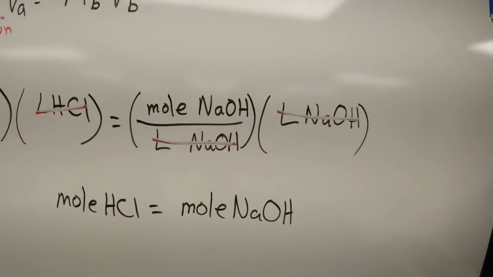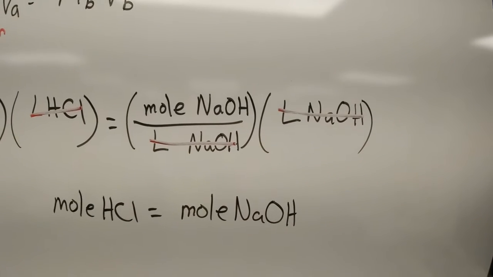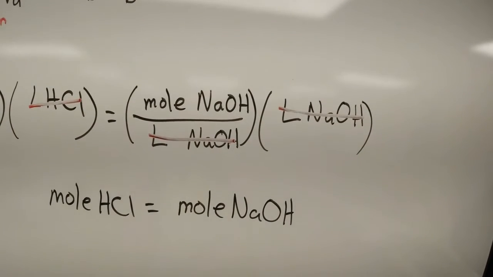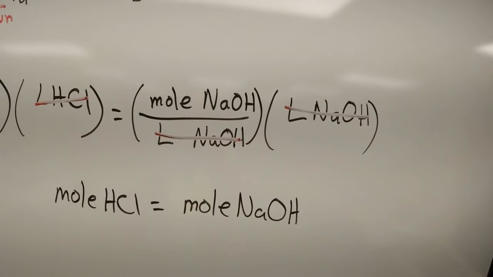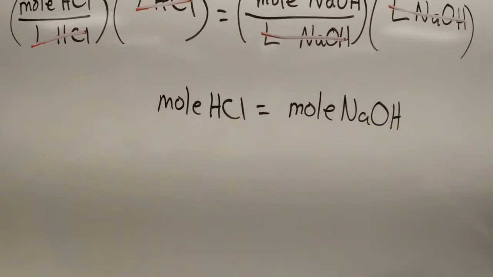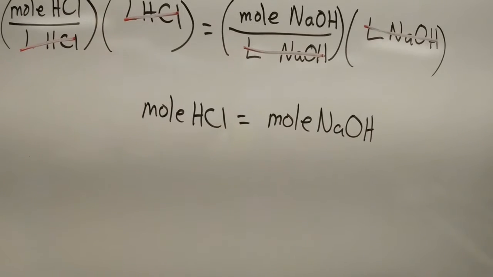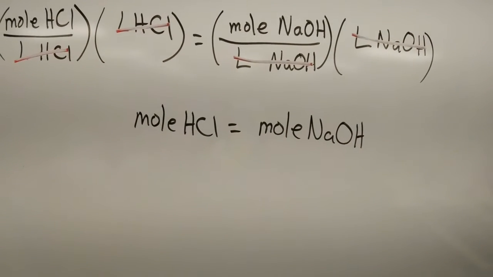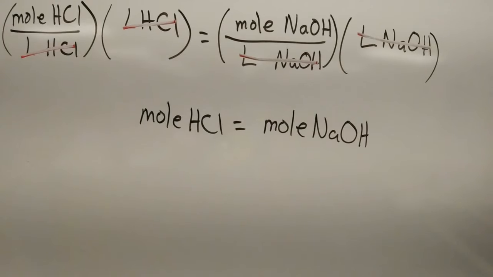We do the same thing on this side. Moles of NaOH over liters of NaOH times liters of NaOH means we can cross off the liters of NaOH again, and we're left with moles of NaOH. So this means that for every 1 mole of HCl, we're going to get 1 mole of sodium hydroxide. All right, so now we kind of have the basis of why this works. Let's go do the lab.